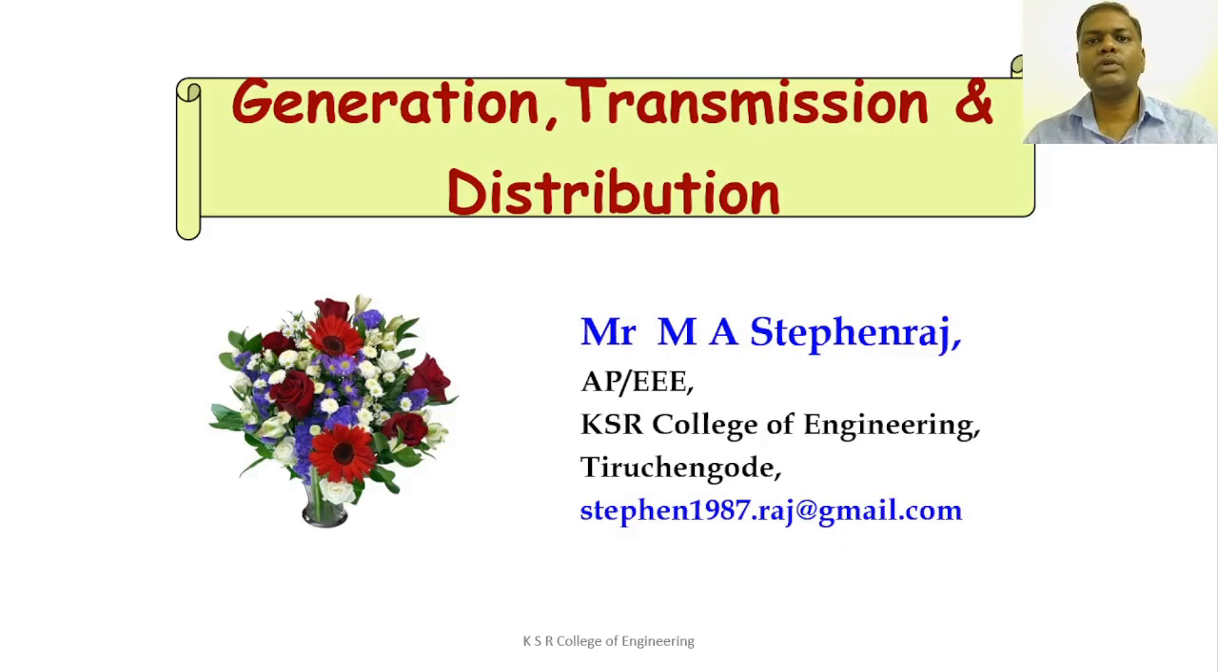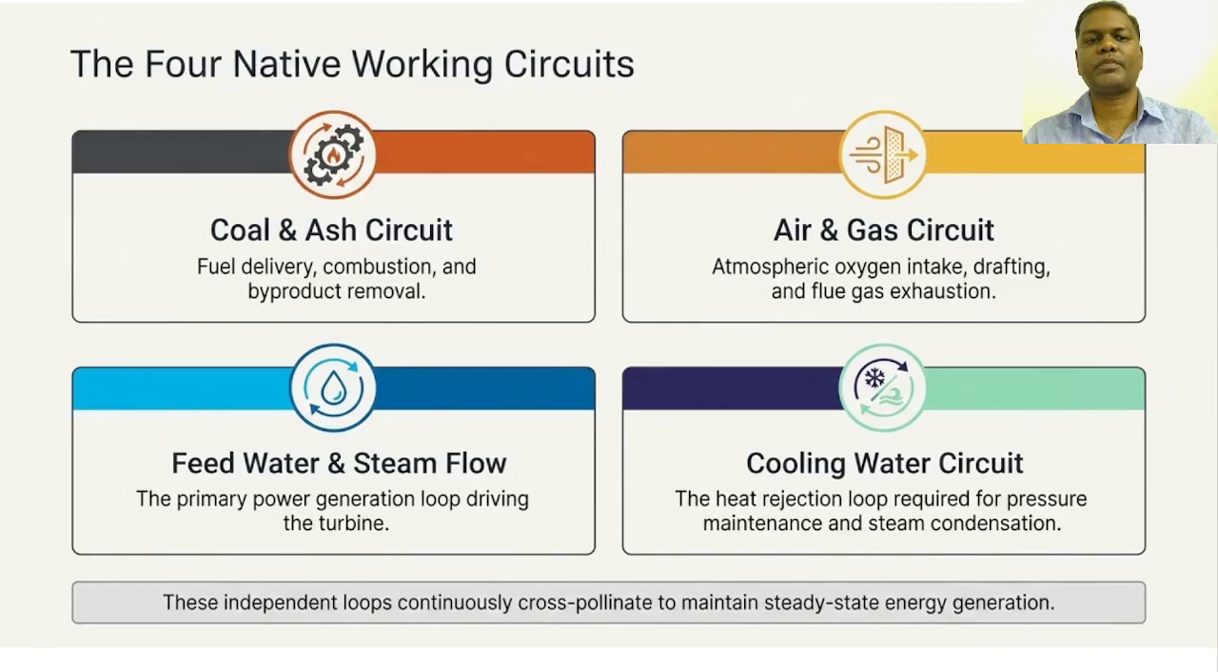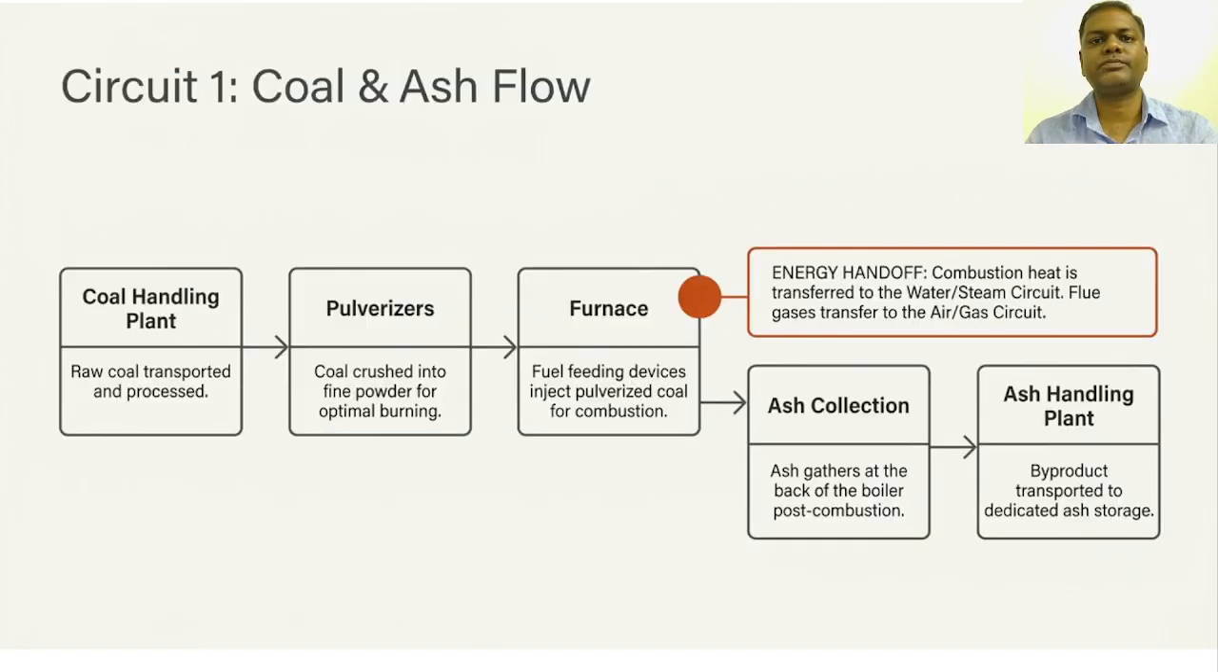Today we are going to discuss the topic of structure and layout of steam power plant or thermal power plant. Here we have four main working circuits. The first one is coal and ash circuit. The second one is air and gas circuit. The third one is feed water and steam flow. The fourth one is cooling water circuit. These are the four categories of operation in a thermal power plant.